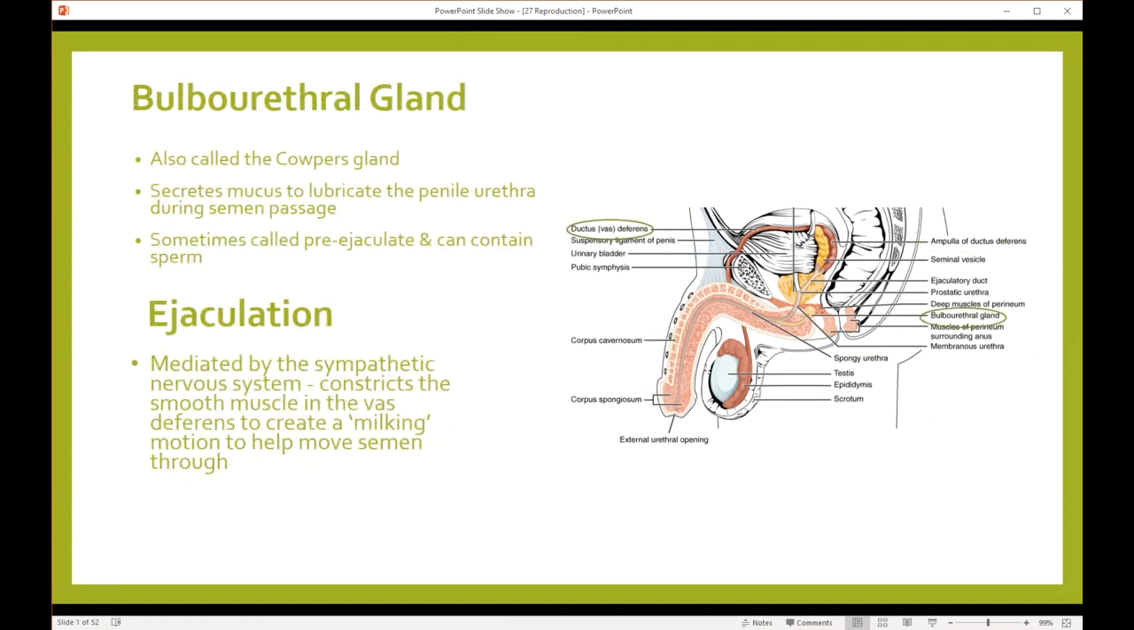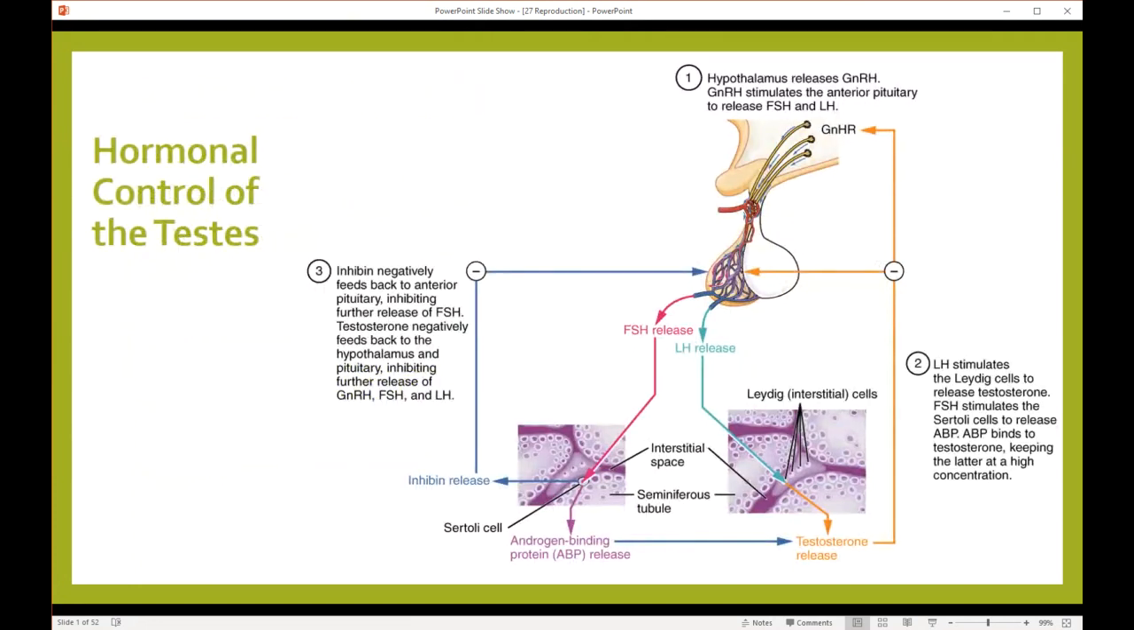The bulbourethral gland is also called the Cowper's gland. It secretes the mucus to lubricate the penile urethra during the semen passage. Sometimes it's called pre-ejaculate, but it can contain sperm. And then ejaculation is actually mediated by the sympathetic nervous system, remember, fight or flight. So what happens is that it constricts the smooth muscle in the vas deferens, and it creates that milking motion to help move the semen through, same as the peristalsis.